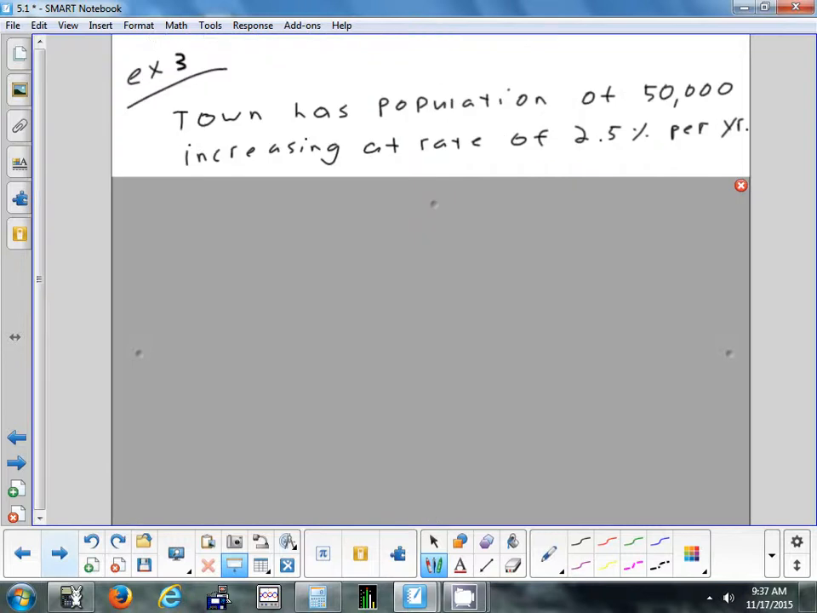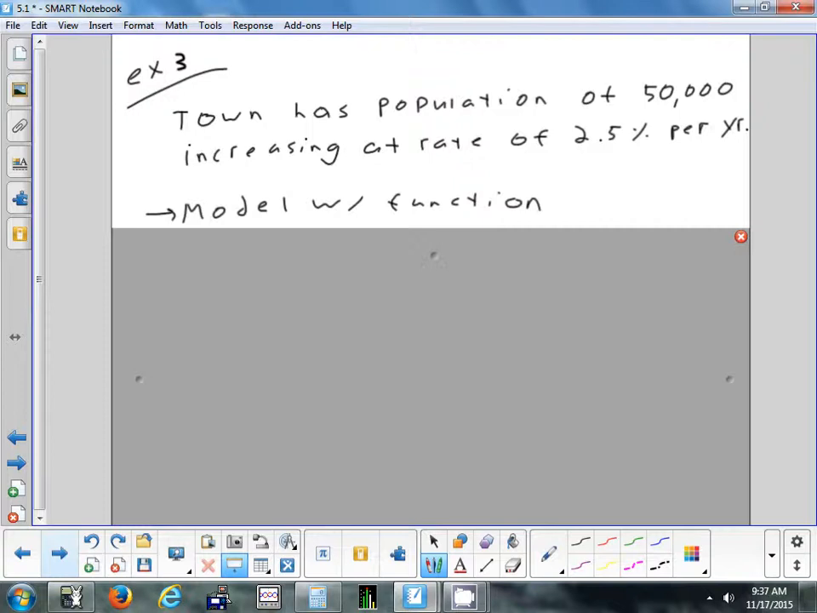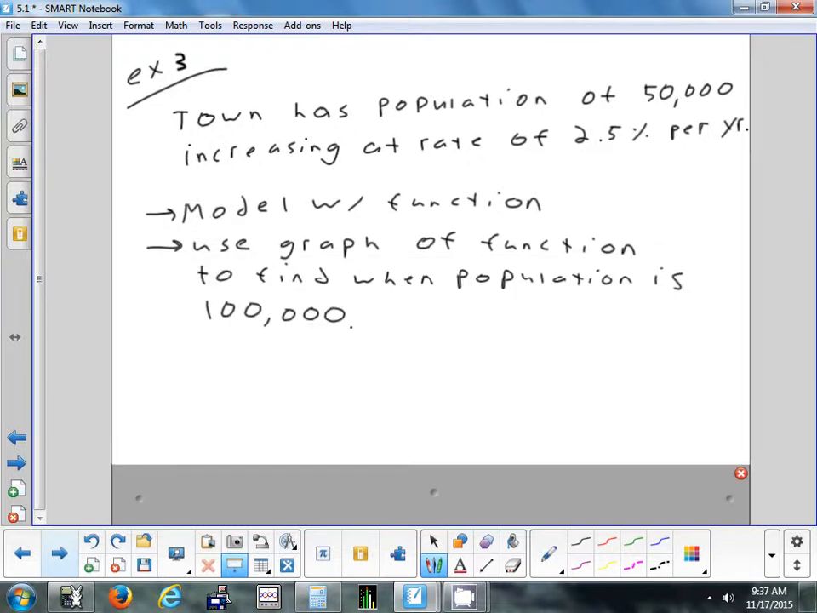So let's look at an example. We have a town that has an initial population of 50,000 people. It's growing at a rate of 2.5% per year. First thing I want to do is write a formula that'll model this. So let's find our population as a function of time.